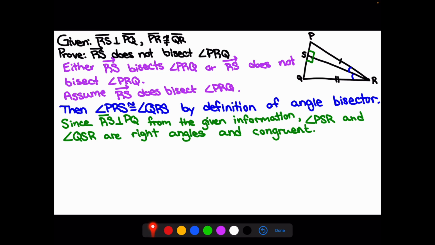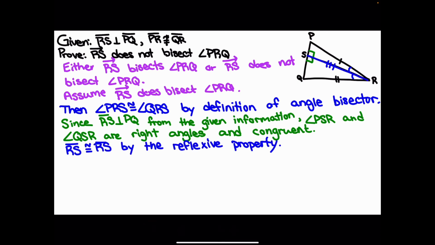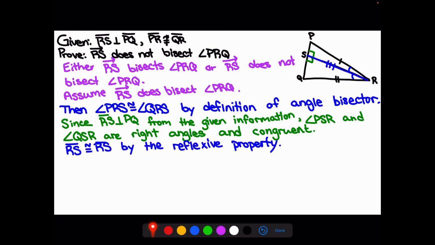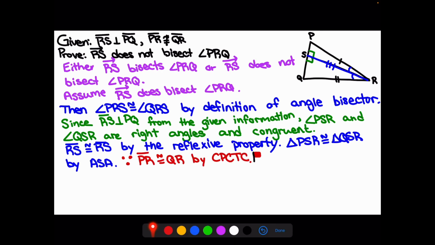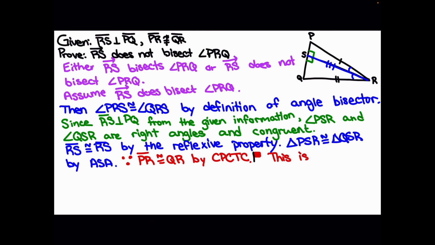Now, there is something that's shared by both triangles, and that'd be segment SR. So we can say that RS is congruent to RS by the reflexive property, which would then allow us to say that these two triangles are congruent. So triangle PSR is congruent to triangle QSR by angle, side, angle. If these two triangles are congruent, then PR would be congruent to QR by CPCTC. However, that is a contradiction. This is impossible, because in our given, it clearly says that PR is not congruent to QR.